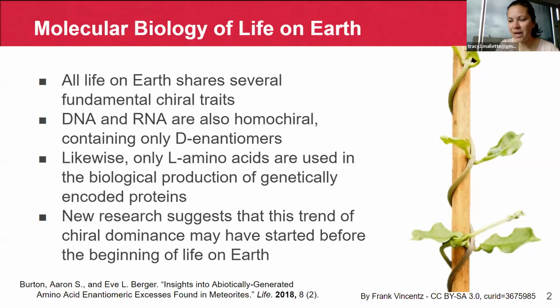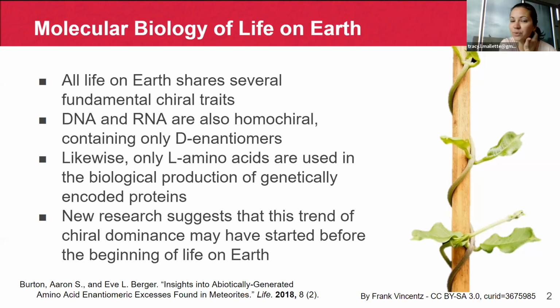So first, let's talk about the molecular biology of life on Earth. All life on Earth shares several fundamental chiral traits. DNA and RNA are homochiral, containing only D enantiomers, and likewise, the L amino acids that are used in biological production of genetically encoded proteins are only L amino acids.